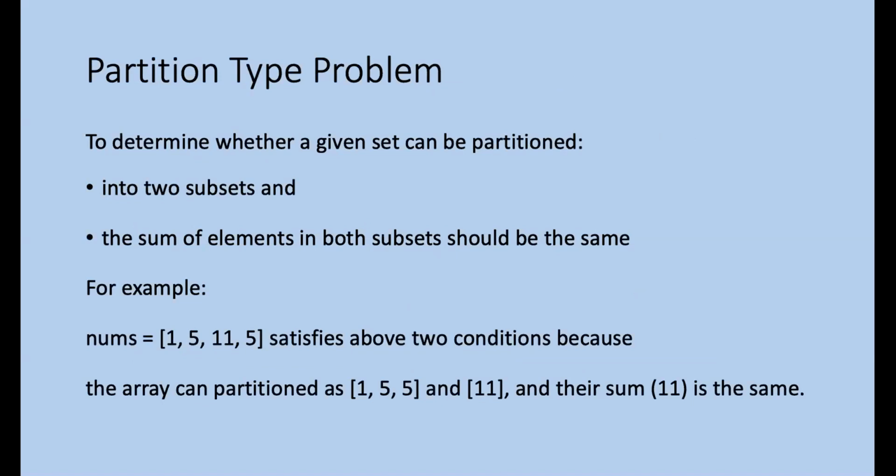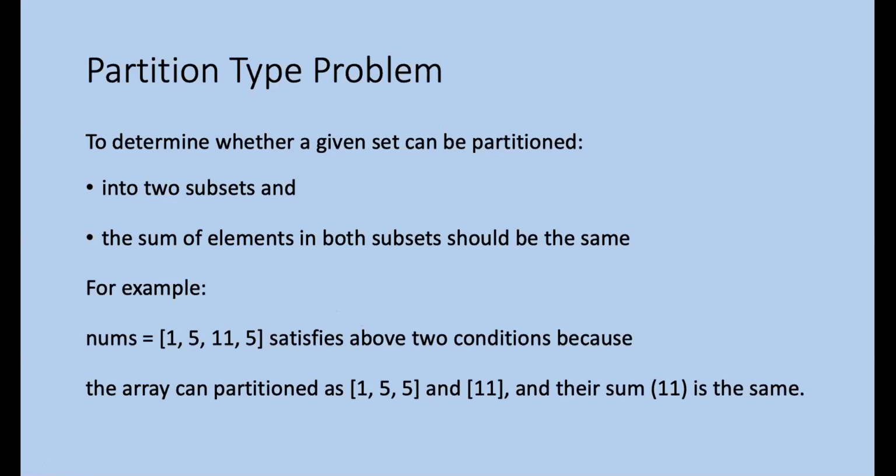So basically what it's asking is, can you convert your array into two subarrays, and it has to satisfy two conditions: the sum of the elements in both subarrays should be the same. For example, if we look at our array 1, 5, 11, 5, it satisfies the above two conditions. Why? Because the array can be partitioned as 1, 5, 5, and 11, and both of the sums are 11. So I can say confidently that this array can be partitioned into two subsets.